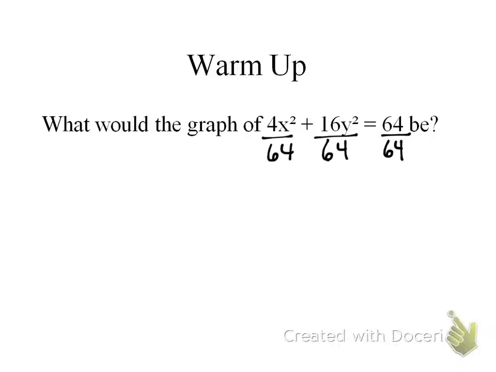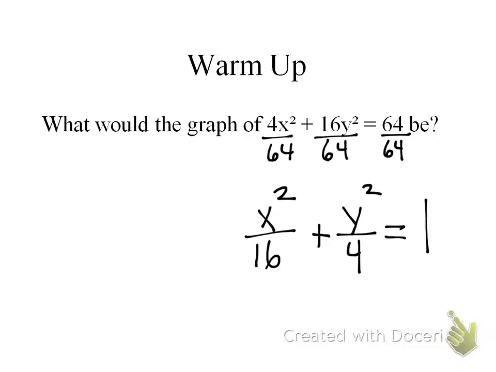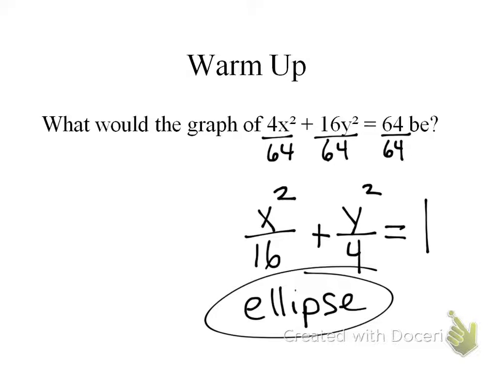So what is 4 over 64 going to simplify to? Yeah, I think it's 1 over 16. What's 16 over 64 going to simplify to? 1 over 4 equals 1. That is obviously an ellipse. Good. So this is actually what we'll be doing a lot of next week. Manipulating equations to see what kind of shape it will give you. But this is just a little preview for you. Any questions?